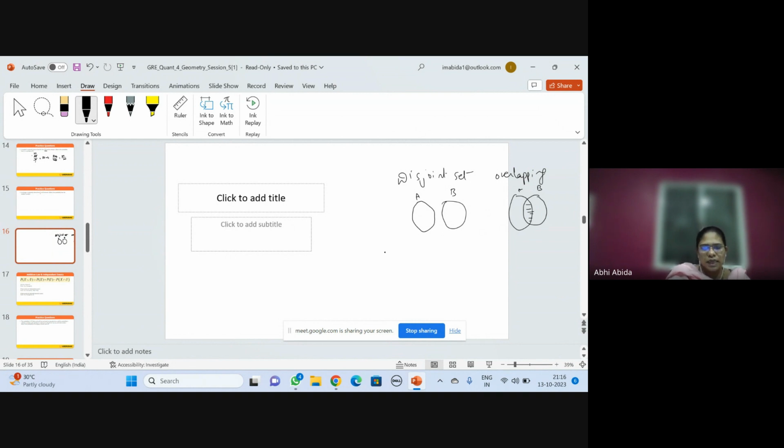So in this set theory of probability, you should know what is sum and what is product. Sum is nothing but union. Sum is union and product will be intersection.